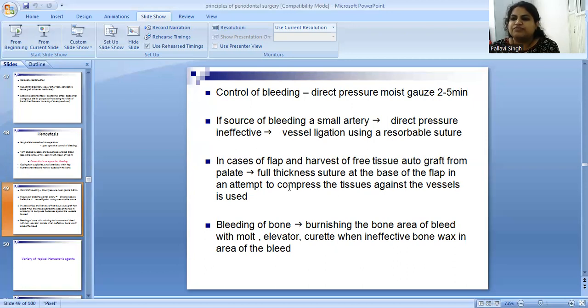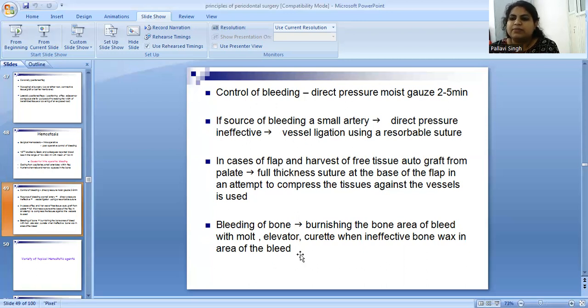So we can give a suture at the base of the flap. What happens? It will basically compress the vessels against it, so there will be no bleeding. The palate is a very vascular structure, and the secret of the success of mucogingival surgery is to control bleeding on the palate.